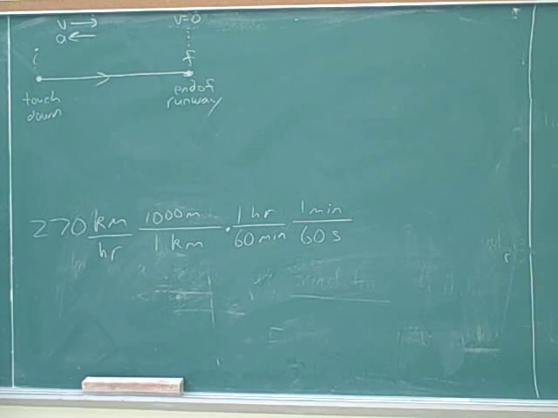Is that not right? I was just checking it in their answers, but they didn't give the numbers, so I'll check it. I think you got it correct, though, but I'll take a second to check. So 270 times 1,000 divided by 60 divided by 60, 75. Okay, we got that right.